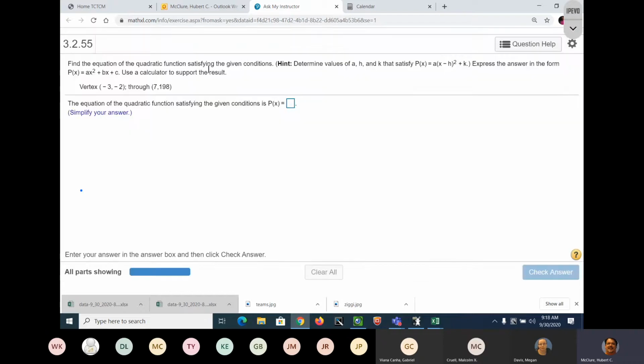Find the equation of the quadratic function satisfying the conditions. Okay, blah, blah, blah. Okay, we've done one like this, and it is a test question. So I'm going to pull up my handy dandy notes.